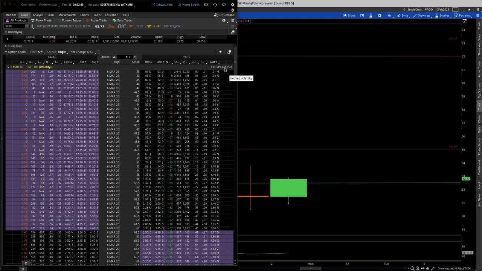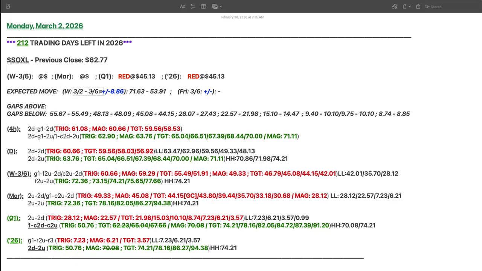So they expect plus or minus $8.85. We'll call it $8.86 from the close price on Friday, right? So what that does is gives us a range. Let's go to our notes here. A range of 71.63 to 53.91. That is what the market makers expect price action to be within that range for this upcoming week.